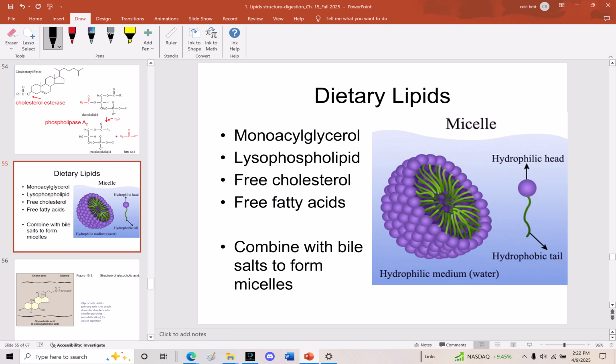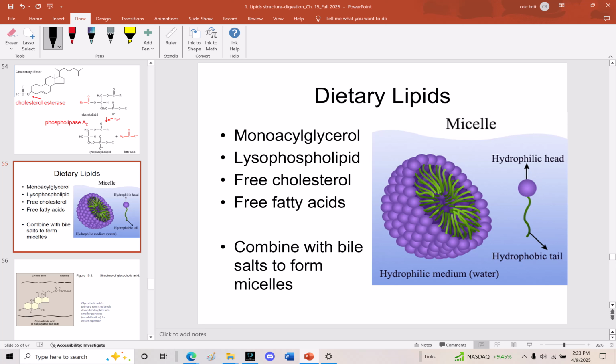So that's what's going to happen when you break these things down, and this is what your body's going to absorb. These are the major absorbed products. So you guys can tell me where we get them from. Where is the monoacylglycerol? What lipid creates the monoacylglycerol? Triglycerides. So we start with triglycerides. They're broken down into monoacylglycerols and free fatty acids.